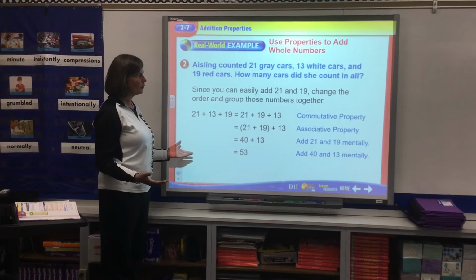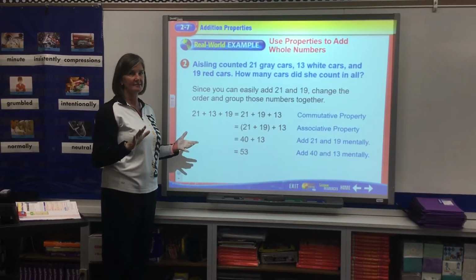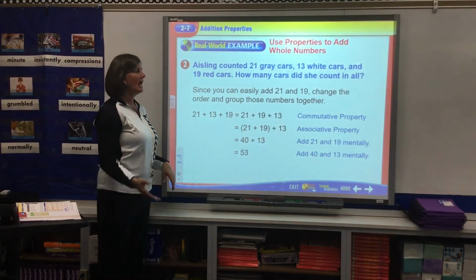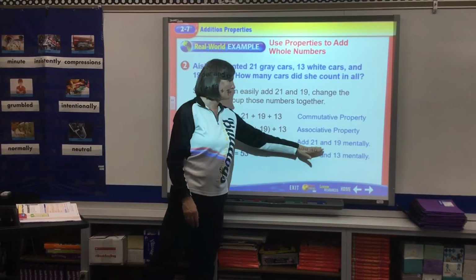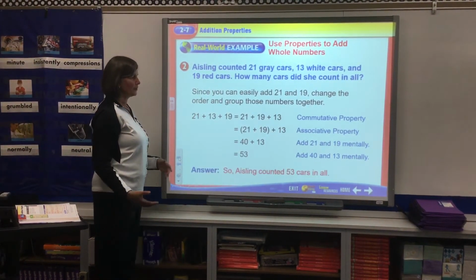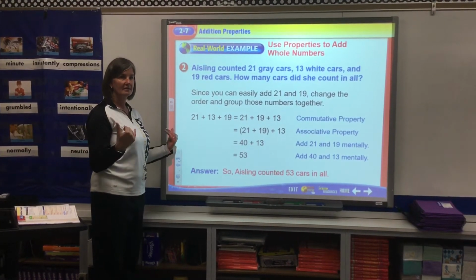So in this problem, we use both the commutative property, where we just changed the order, that doesn't matter, and we added in the parentheses, that's the associative property, and that allowed us, in this step, to add mentally to finish the problem. And that's the purpose of this. We want to be able to add mentally if possible.